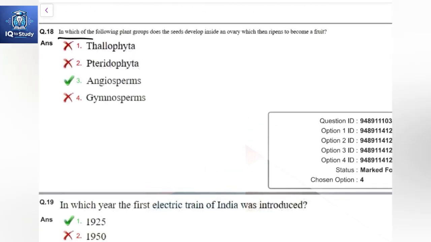In which of the following plant groups do the seeds develop inside an ovary which then ripens to become a fruit? In angiosperms. These flowering plants produce seeds that are enclosed within a fruit, which is a ripened ovary.